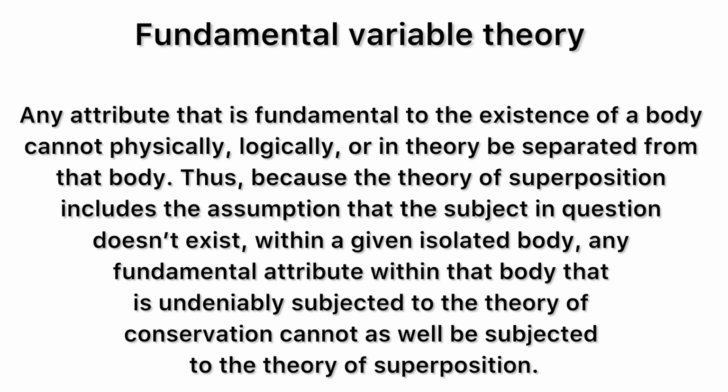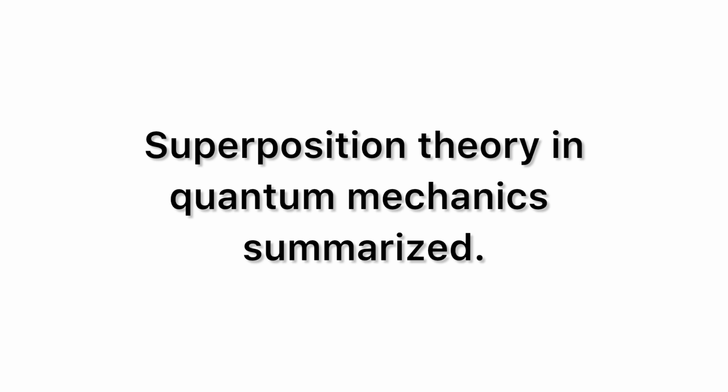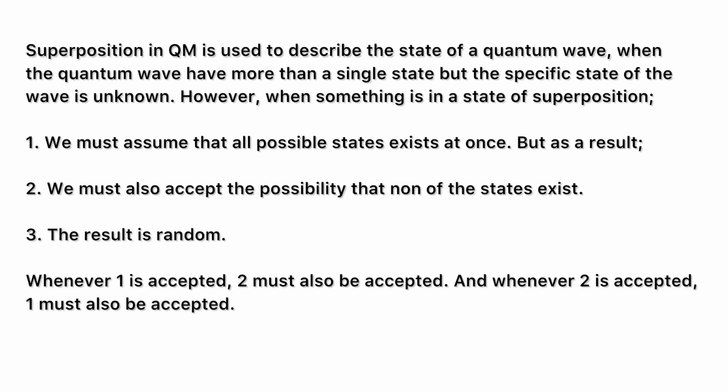Now that we've simplified superposition, let's move on to the fundamental variable theory. In this segment, I will prove that there's a difference between spin angular momentum and spin orientation. As we continue, I need you to take note of the three summarized theories of superposition below. These two theories are true for any attribute or state of a system that is described with superposition.